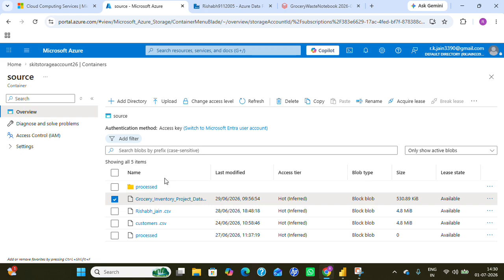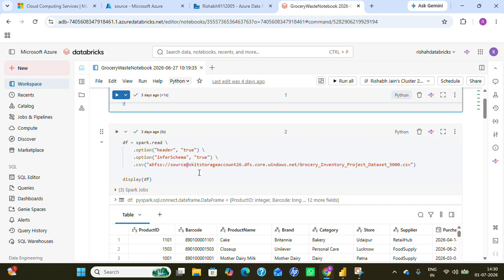Next, I used Azure Databricks for data processing. I created a cluster and wrote a PySpark notebook. This is the PySpark notebook. In this notebook, I read the CSV file from Azure Data Lake. I checked the schema of the dataset.